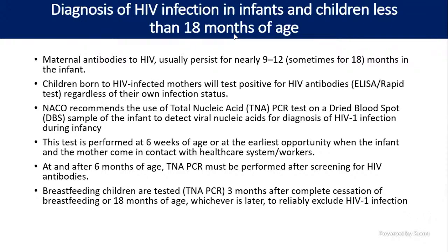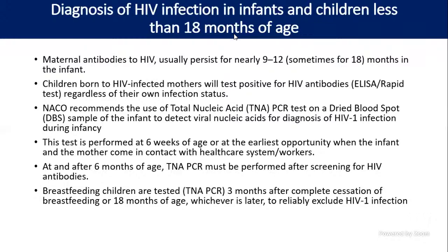This test is first performed at 6 weeks of age. This is when the child usually first comes into contact with the health system, when the newborn presents for the first round of vaccination. You can even do it earlier if the child presents earlier to the health system. But whenever the mother and the newborn come into contact with the healthcare workers, you would like the first DBS sample to be taken at 6 weeks of age.